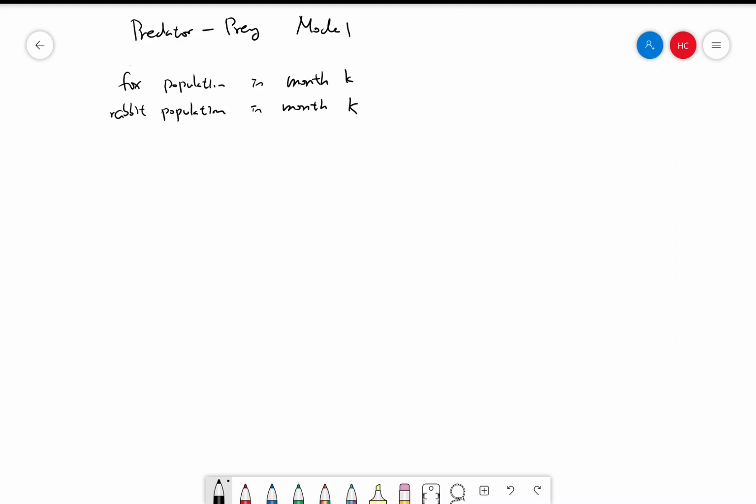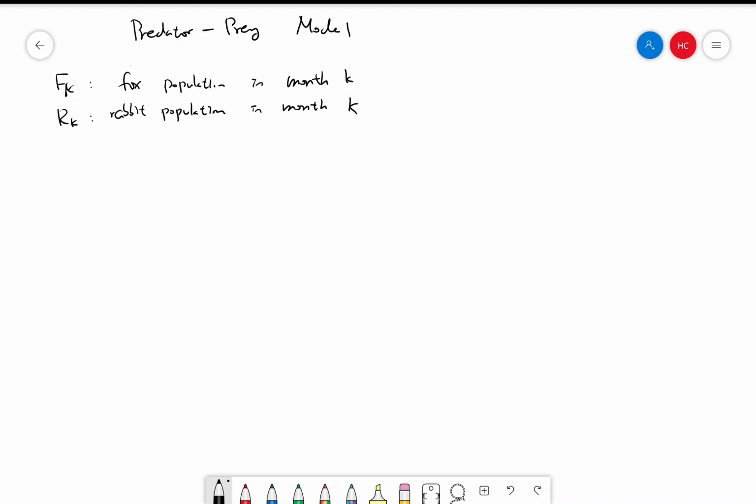So let's do a different population modeling. This is called a predator-prey model. Suppose we want to model populations of foxes and rabbits after k months. Let F_k be the fox population in month k, and R_k be the rabbit population in month k.